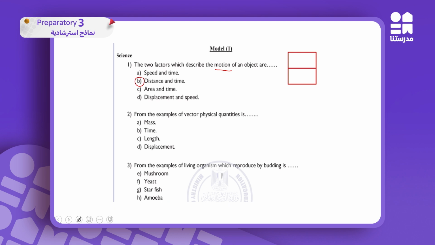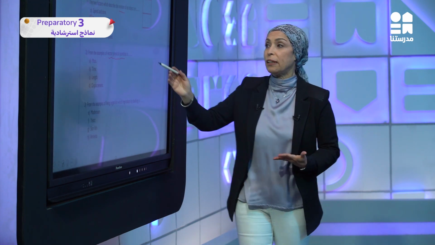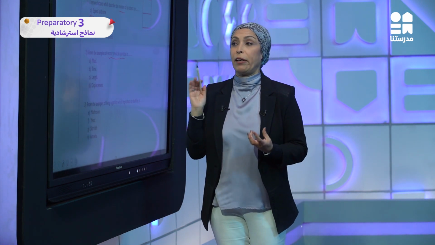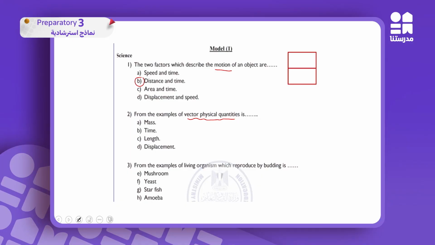Second, from the examples of vector physical quantities, let's memorize what's meant by vector. Vector is a physical quantity that has magnitude and direction. So I'm going to choose the one with magnitude and direction. Mass, of course not, time or length, and displacement, of course you know all of you that the answer is displacement.